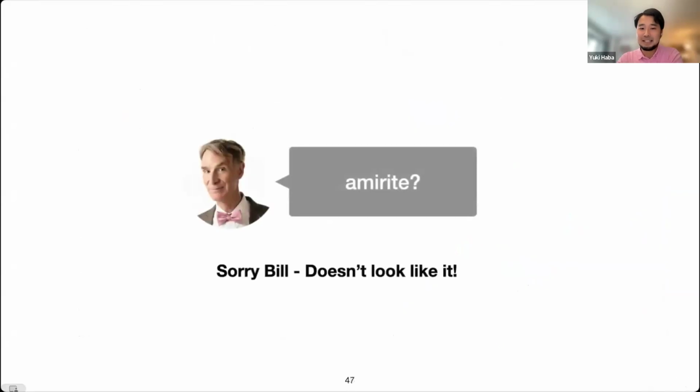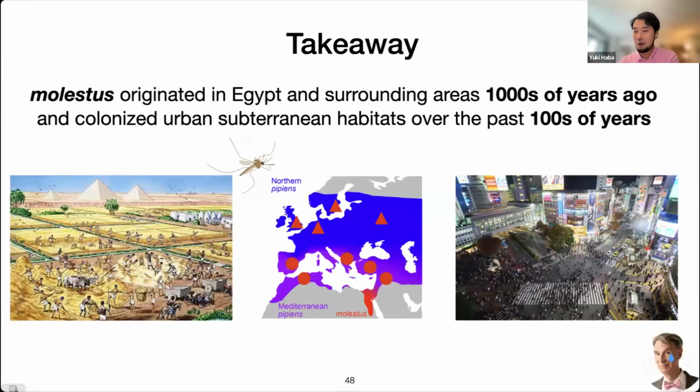So after all, Bill, doesn't look like you're right. Sorry. So the takeaway: we found that molestus, aka the London underground mosquito, likely originated in Egypt thousands of years ago and colonized urban subterranean habitats over the past hundreds of years as we built complex cities like London.